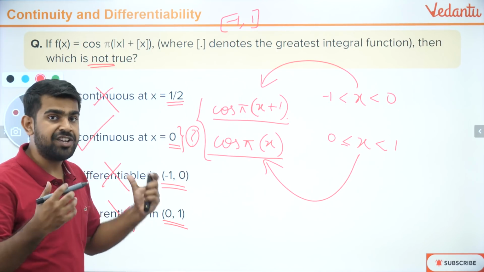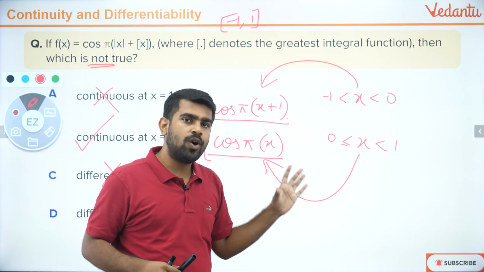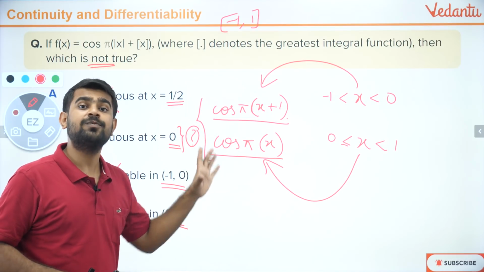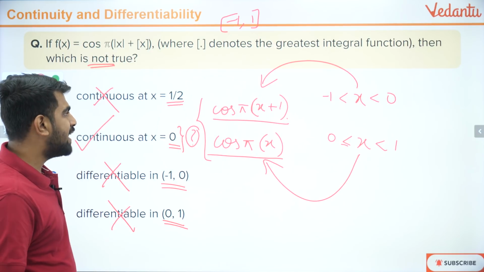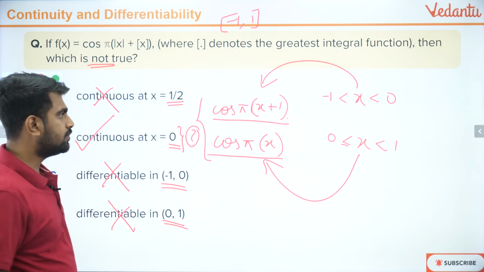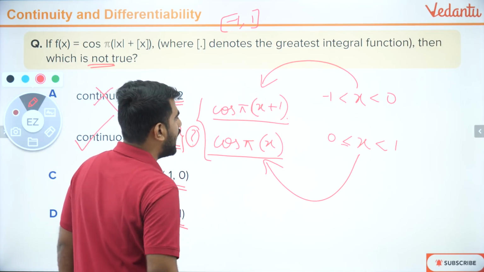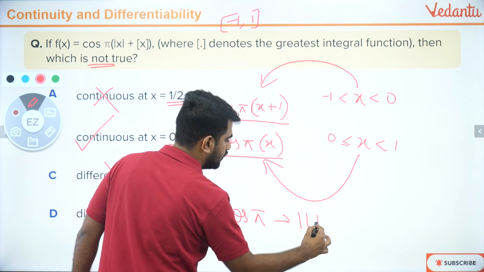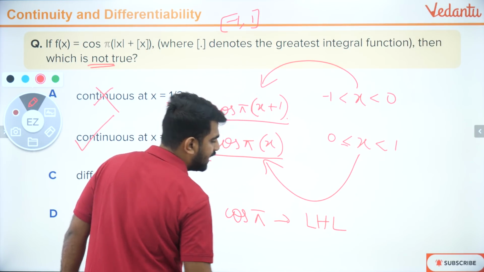So how do you check continuity, guys? I want to check for continuity at x equal to 0. So if I want to check continuity at x equal to 0, I have to check my left hand limit as well as my right hand limit. So let's figure out what is my left hand limit of the function over here. Left hand limit means I'll take this function, and if I put x as 0, I will get cos of pi as my LHL.